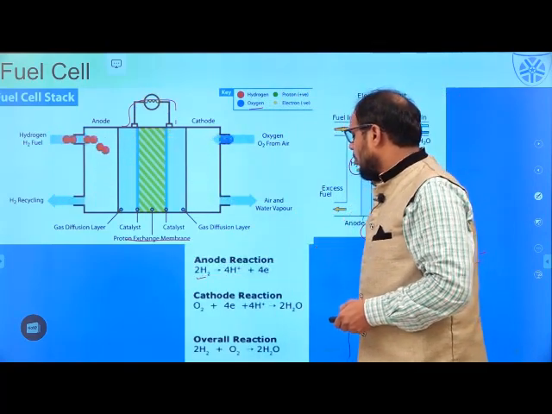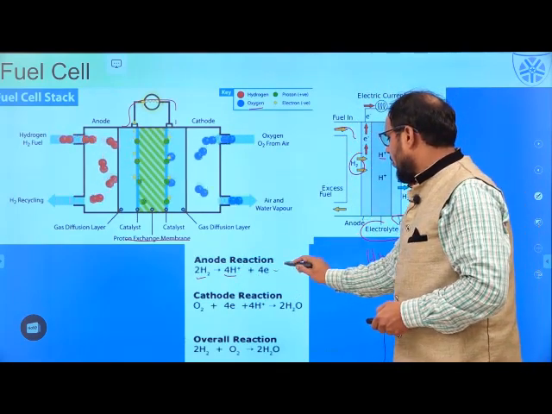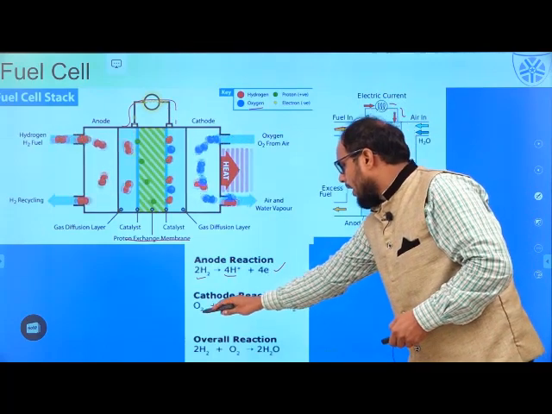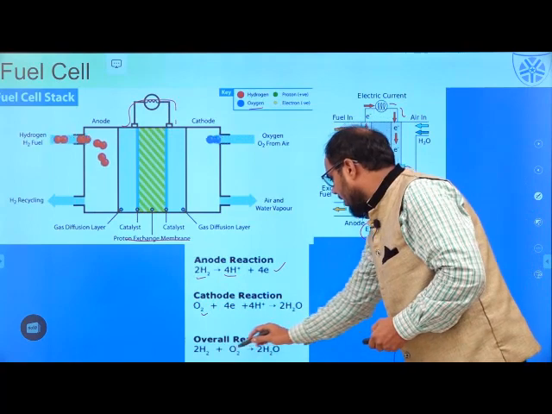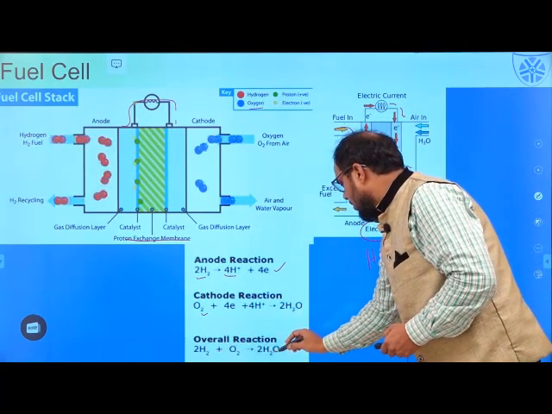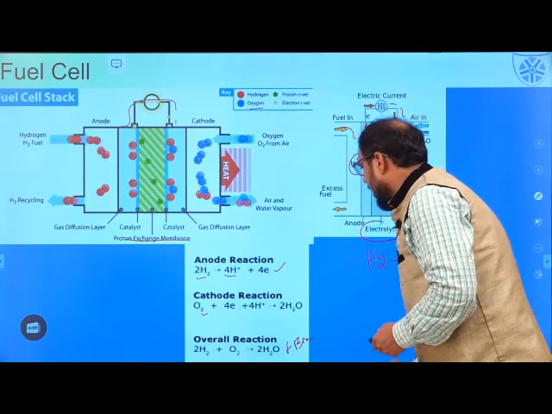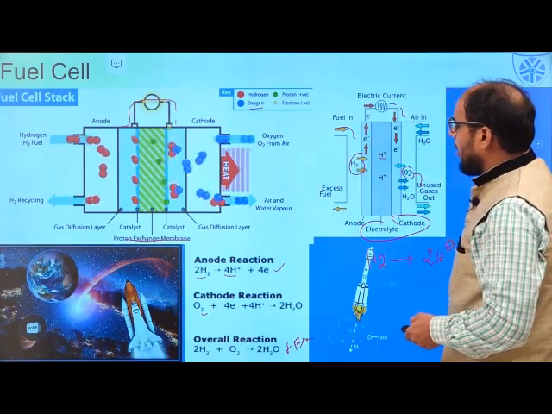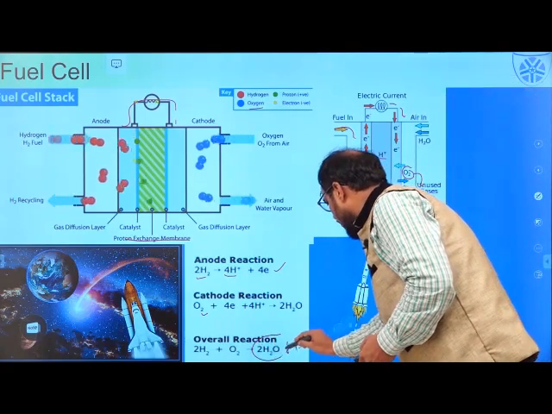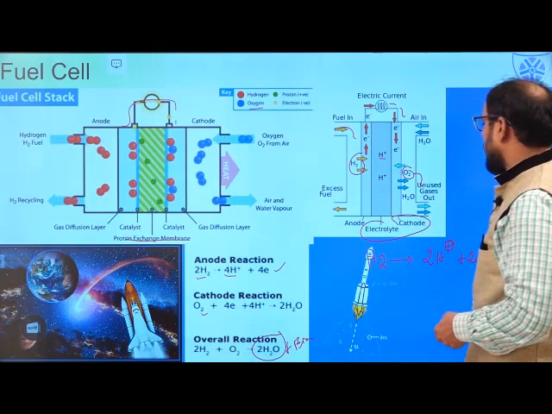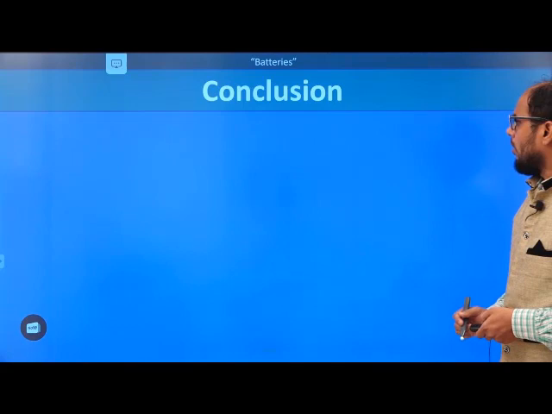We can see here 2H2 is converted into 4 H+ ions with the release of 4 electrons, and these 4 electrons are taken by oxygen at the cathodic compartment. So we are having a simple overall reaction, 2H2 + O2 gives 2H2O with the release of energy. And these fuel cells are used by space shuttles, and this water is a source of fresh water for astronauts for their space explorations. This is what we have come to the conclusion.